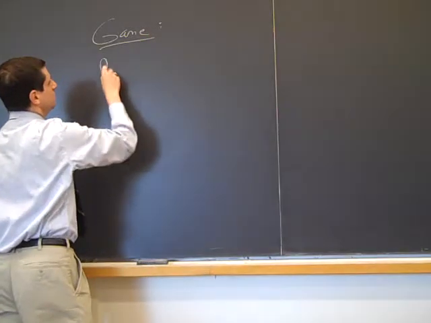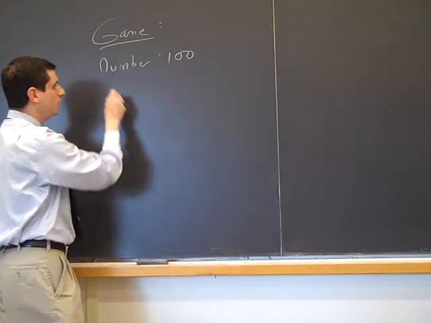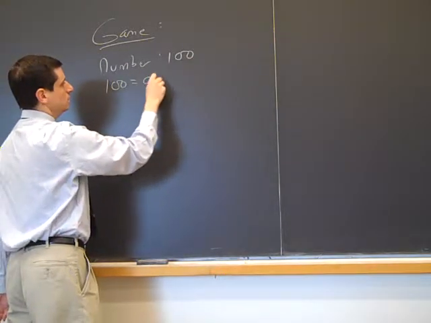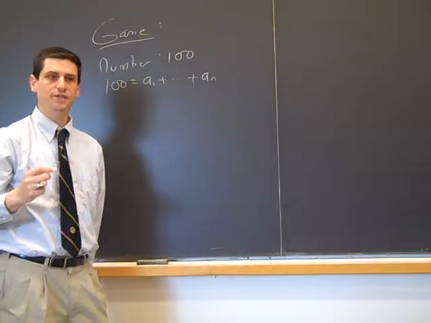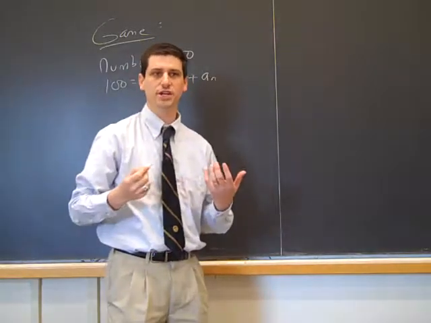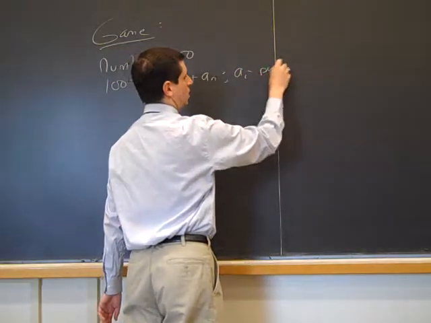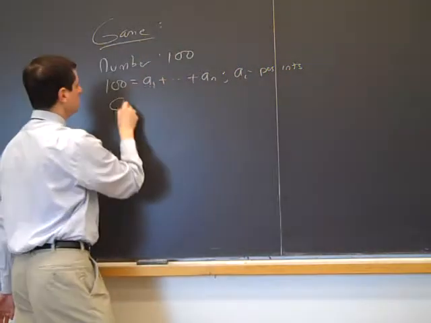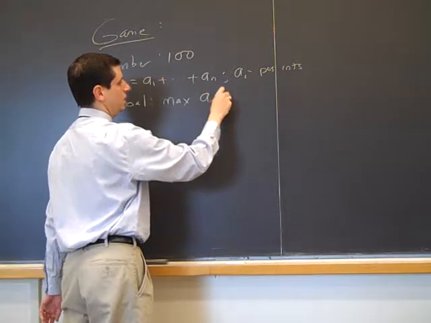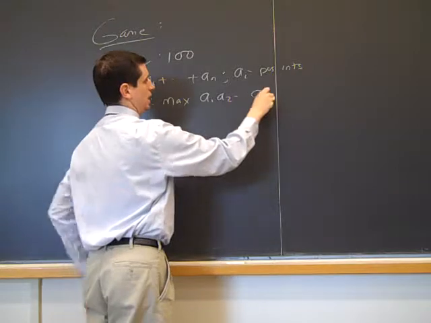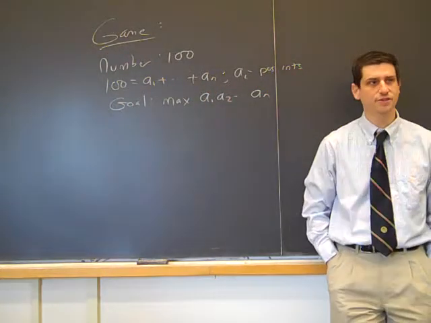I give you some number, say 100, and I want to write 100 as a sum of non-negative integers. Well, actually, I'll do a little bit better. I'll say positive integers. The AI are positive integers. And the goal is to maximize the product A1, A2, ... AN. So why do I say I want them to be positive integers?